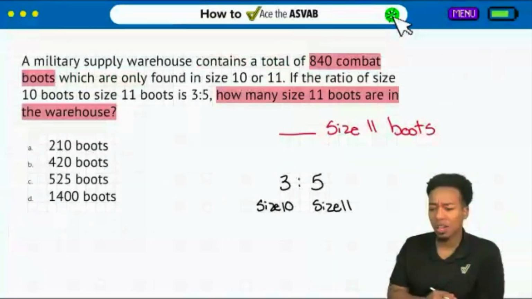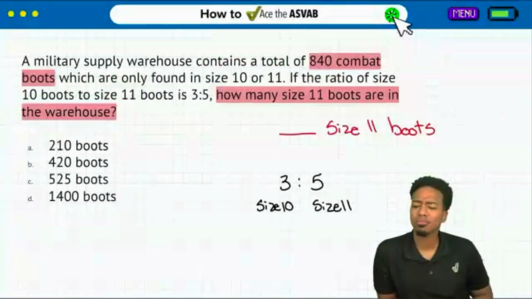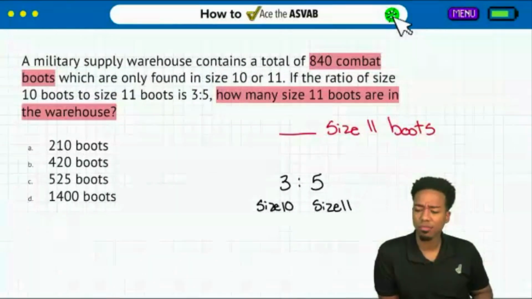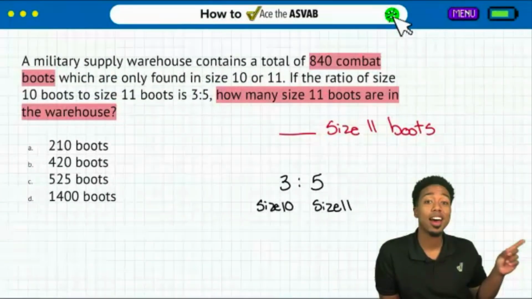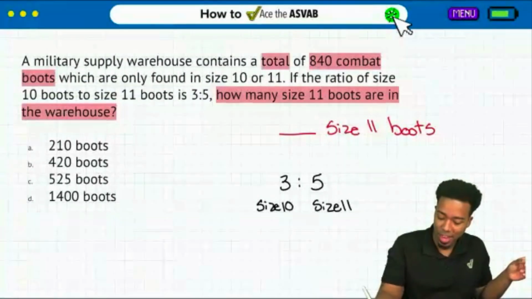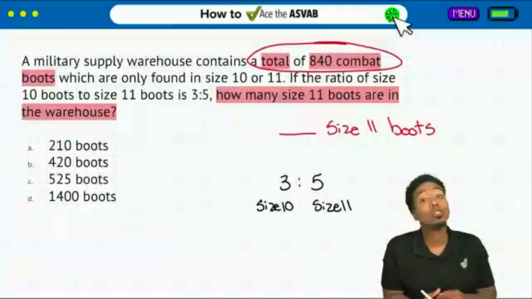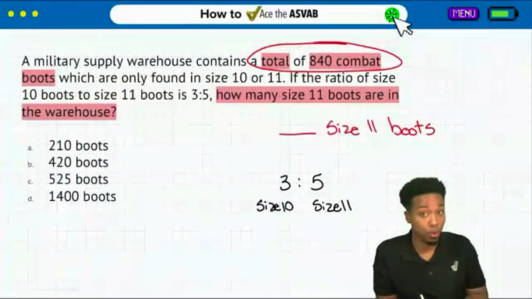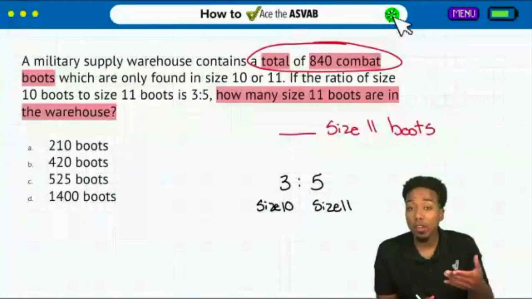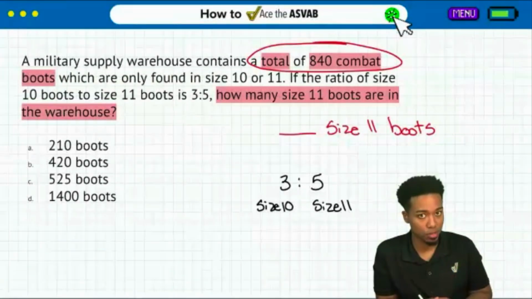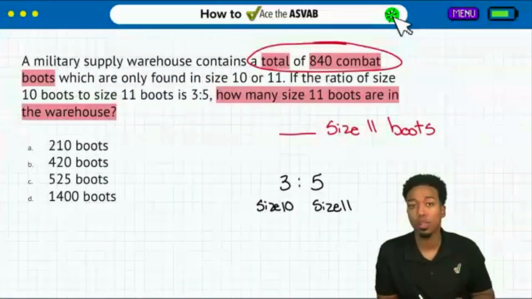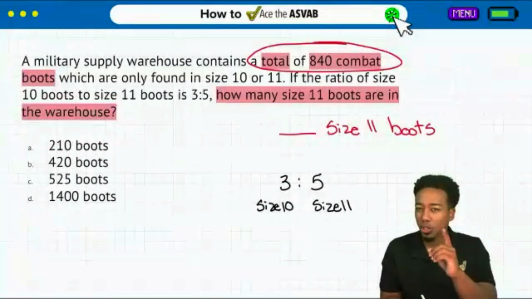What does the 840 represent? Pay attention, everybody. That represents total. We have a total of 840 combat boots, and we're looking for the number of size 11 boots. Pay very close attention. When I write this down, check this out.